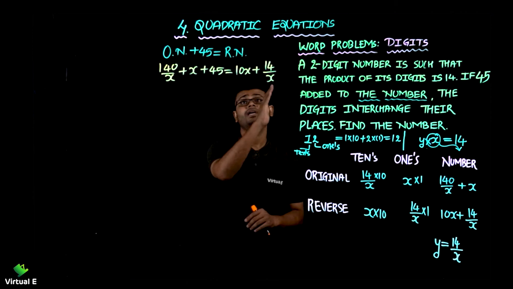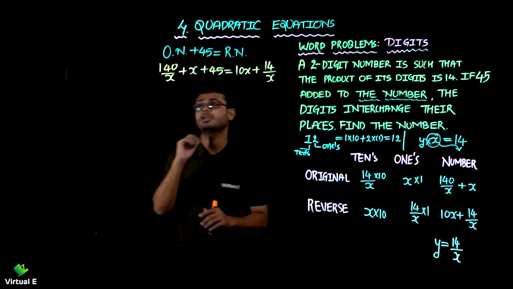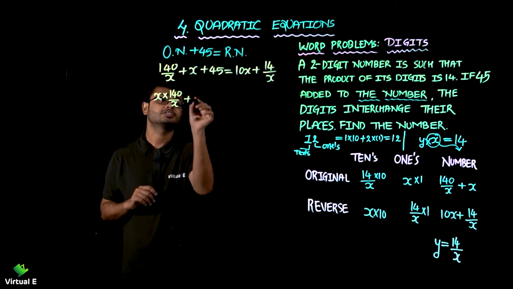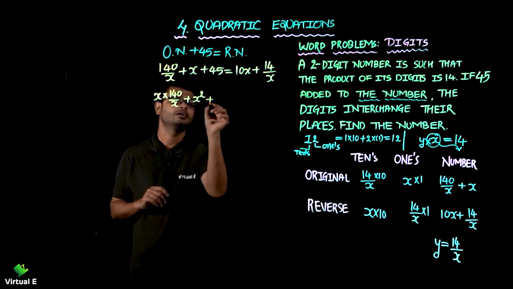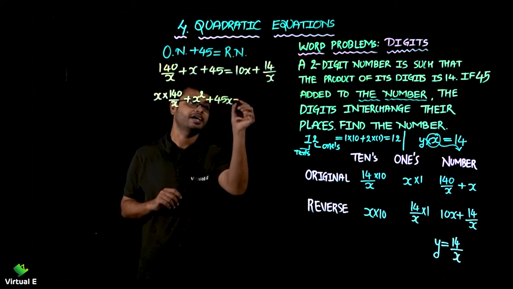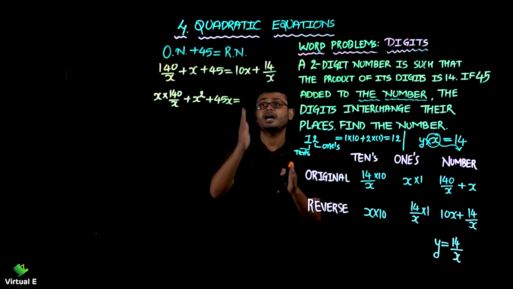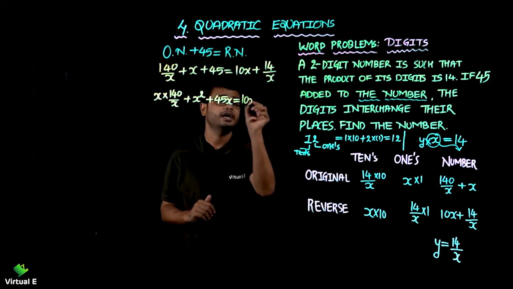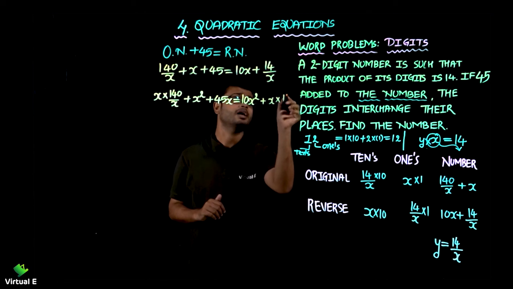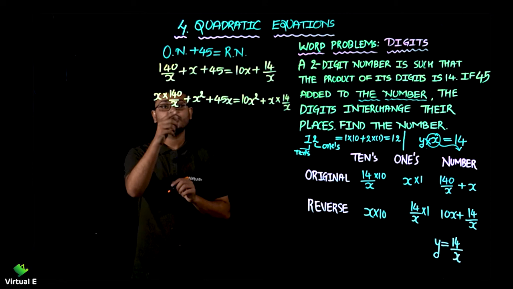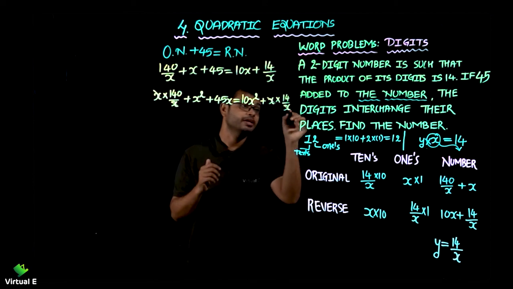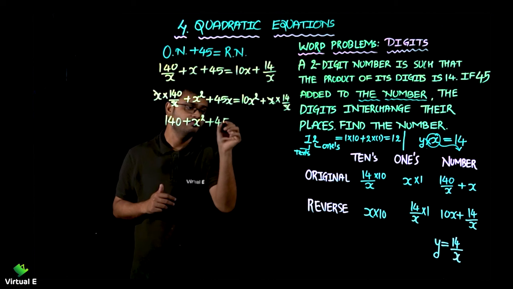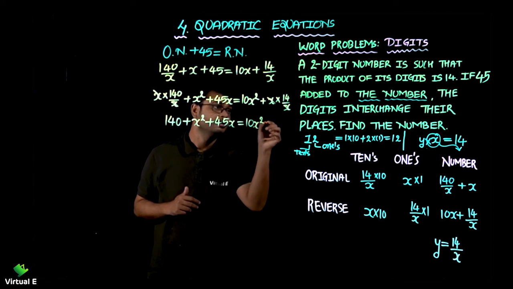Then I am going to multiply each term one by one with the x. So let's multiply x with this one. So x multiplied by 140 over x plus x into x, that will give you x square, plus x into 45, that is 45x. Now I also need to multiply x on the RHS side. Don't forget that x multiplied by 10x will give you 10x square, and here x multiplied by 14 over x. Now see, 140 over x and this x will get cancelled. This x will also get cancelled. So here it is 140 plus x square plus 45x is equal to 10x square plus 14.